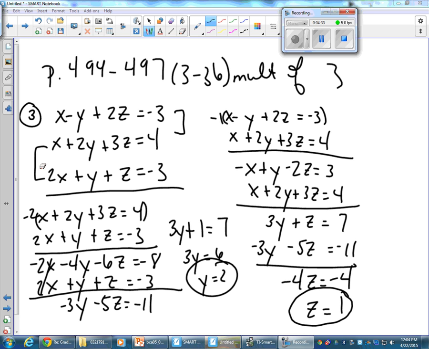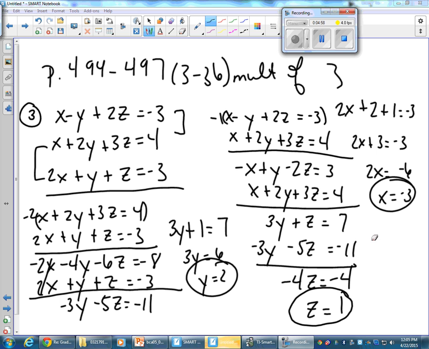Now go back to one of your first equations. I'll use this last one here. I get 2x plus y, which is 2, plus z, which is 1, equals negative 3. So that's 2x plus 3 equals negative 3. Subtract 3, you get 2x equals negative 6. Divide by 2, x equals negative 3.